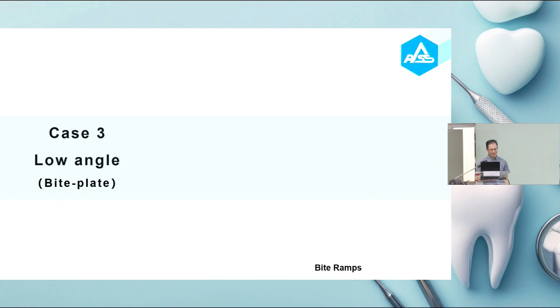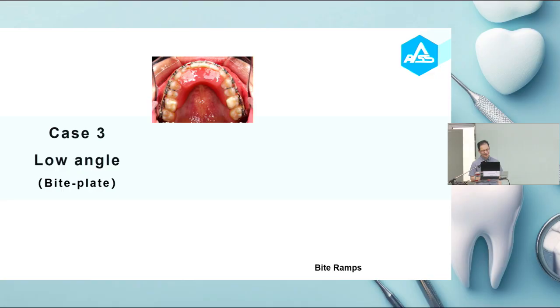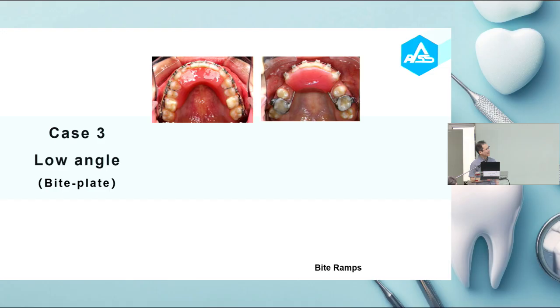In case 3, we will use a bite plate to correct a low angle deep overbite. In low angle cases, the bite plane has several types. This one is a removable anterior bite plate. And this is a fixed bite plate modified from a non-appliance. Sometimes we use a fixed bite plate because the patient just doesn't want to wear the bite plate.